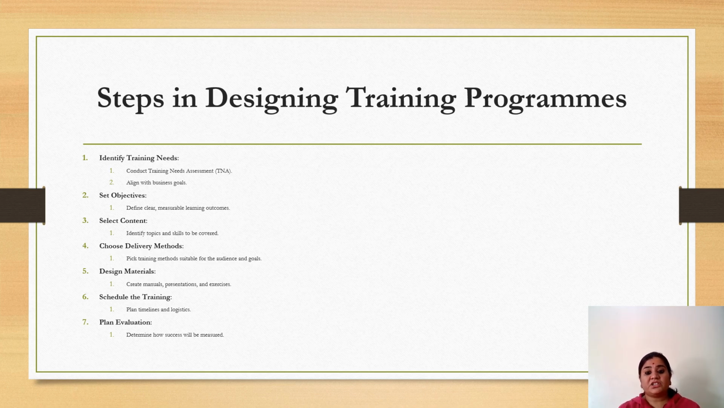Then we can schedule the training because planned timeline and logistic ensure smooth execution of the training program. Then the last one is plan evaluation. This is very important because after designing everything, evaluation is really very important. It helps how success will be measured, ensuring that the training's effectiveness is assessed through appropriate evaluation model and metrics.